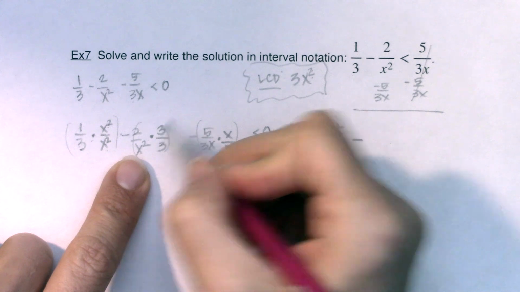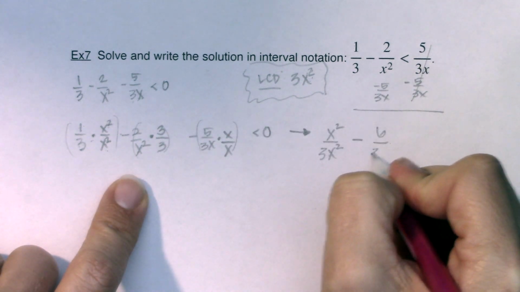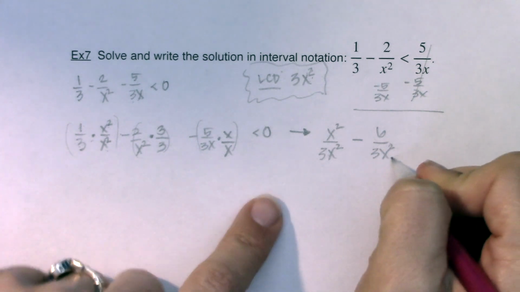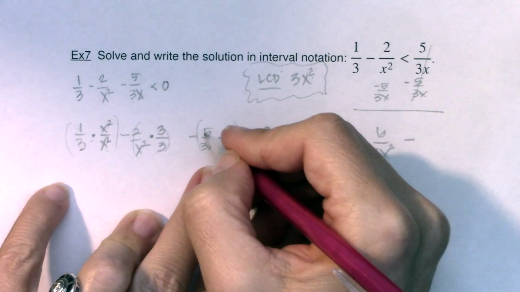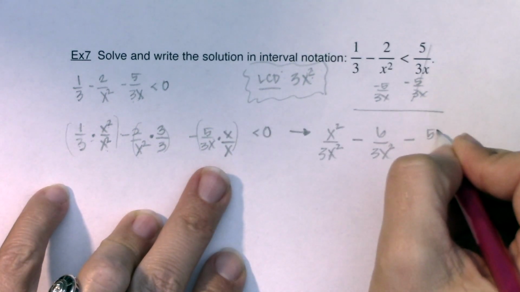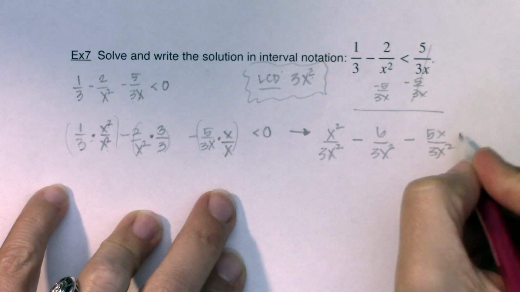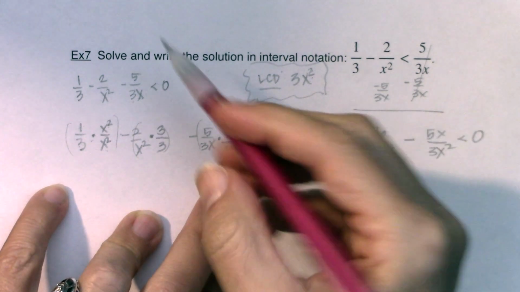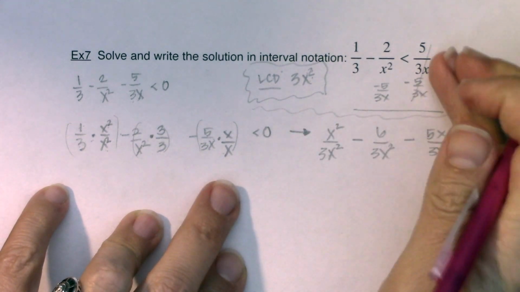All right, 2 times 3 is 6. x squared times 3, also 3x squared. I have a common denominator. That's by design, I want this to happen. If I look at this third fraction now, I've got 5 times x over 3x squared. Again, by design, all less than 0. Let me put a little separation bar there.